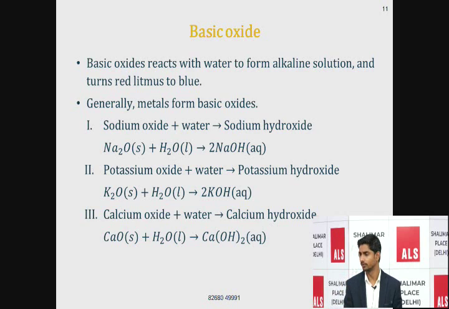Neutral oxide won't dissolve in water and it will remain in the same state as before. Yes, neutral oxide won't react with the water. It will remain as it is. Neutral means unreactive. So it will remain the same.